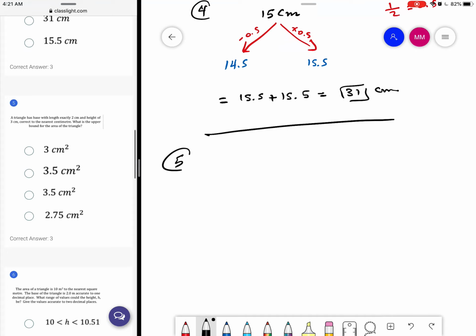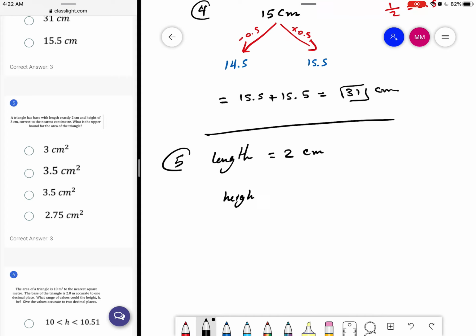A triangle has base with length exactly 2. So the length here equals 2 exactly. We can't calculate even an upper or lower bound because they said it's exactly 2 centimeter. And the height of 3 centimeter. Height is 3 centimeter, but height correct to nearest centimeter.